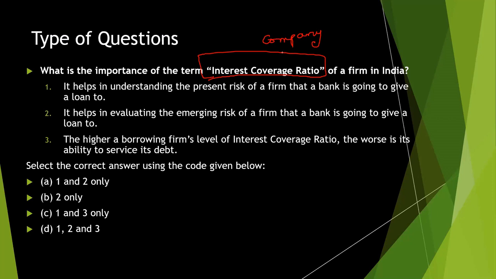So now look at the options. It helps in understanding the present risk of a firm that a bank is going to give a loan to. Simply put, a bank will look at the interest coverage ratio of a particular firm. So of course, it will help, right? That's what the concept is. This is a previous year question, by the way, which can be answered by just having some basic economic concepts.